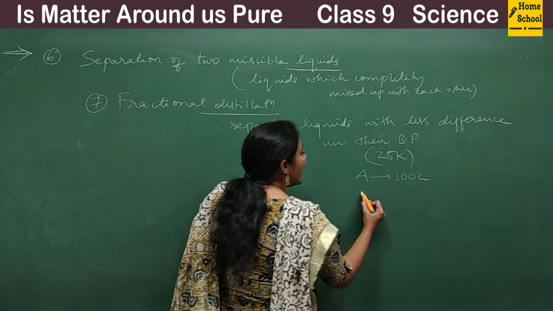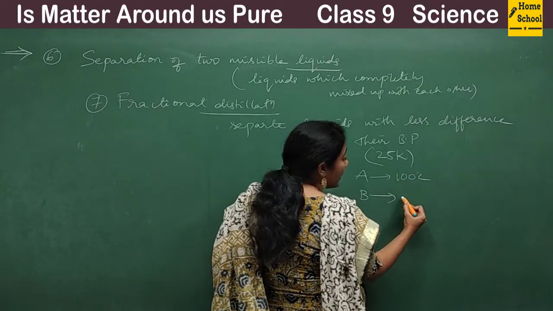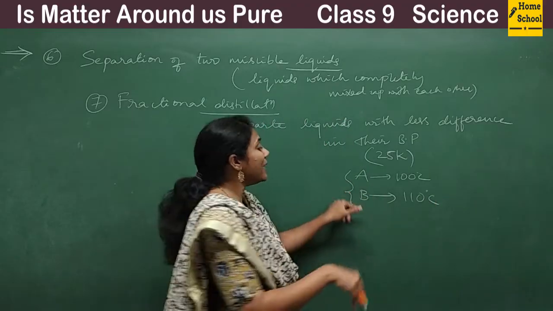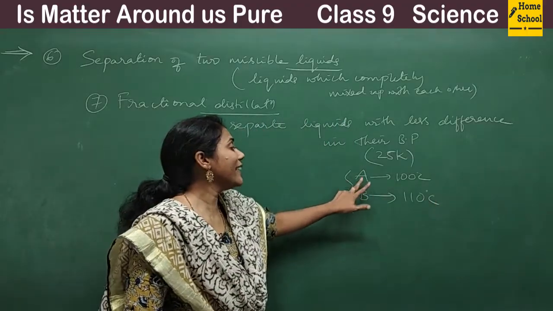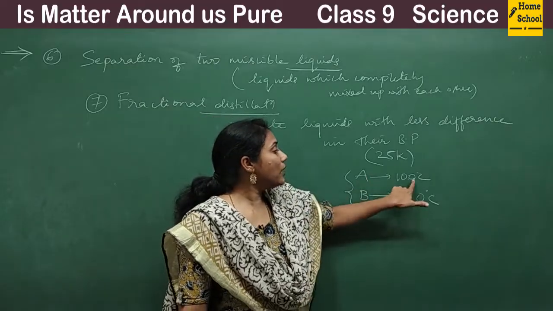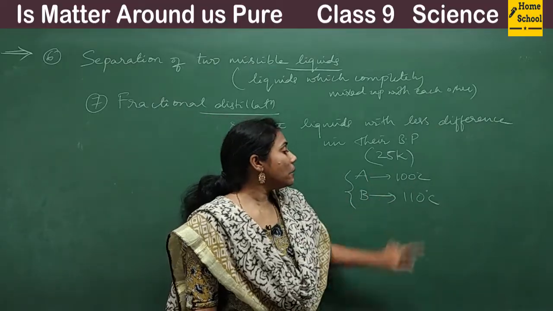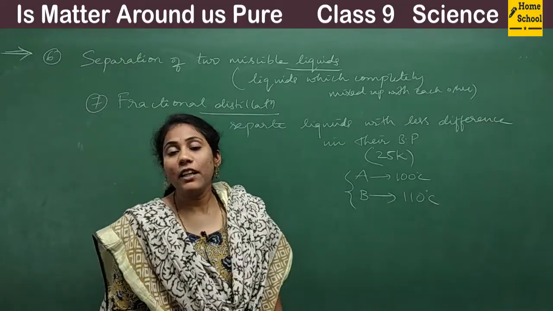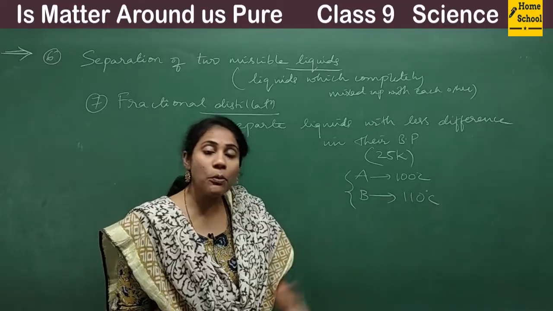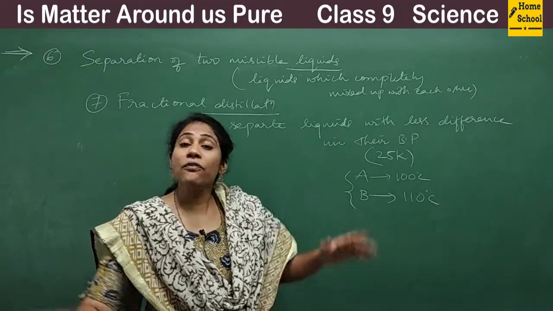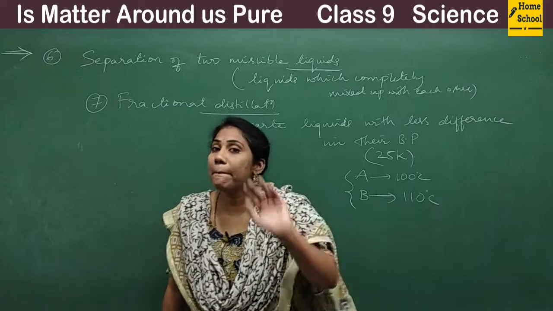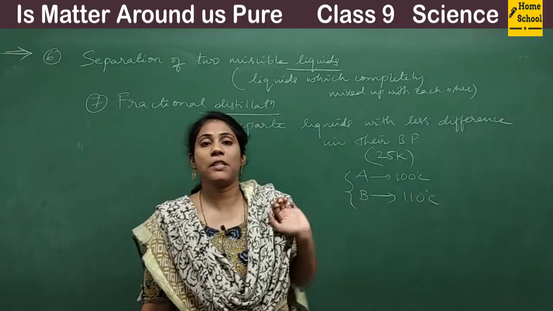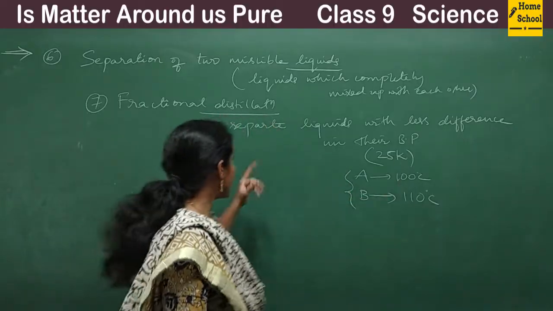You have another liquid B which has a boiling point around 110 degrees centigrade, right? If A and B are mixed together, you want to separate A from B. A's boiling point is 100 degree, B's boiling point is 110 degree. So how much is the difference? Only 10 degrees, right? When you have this small boiling point difference, we cannot separate them by simple distillation. For simple distillation, more boiling point difference must be there. You can go for which technique?